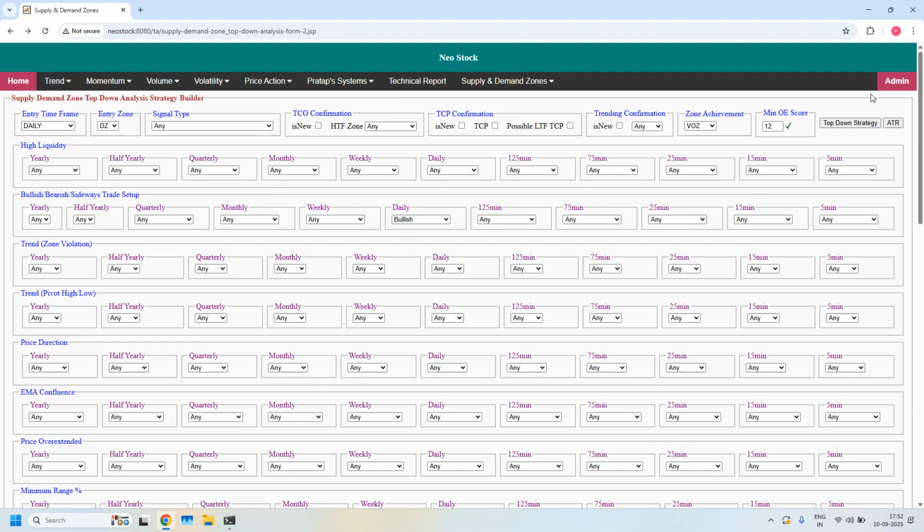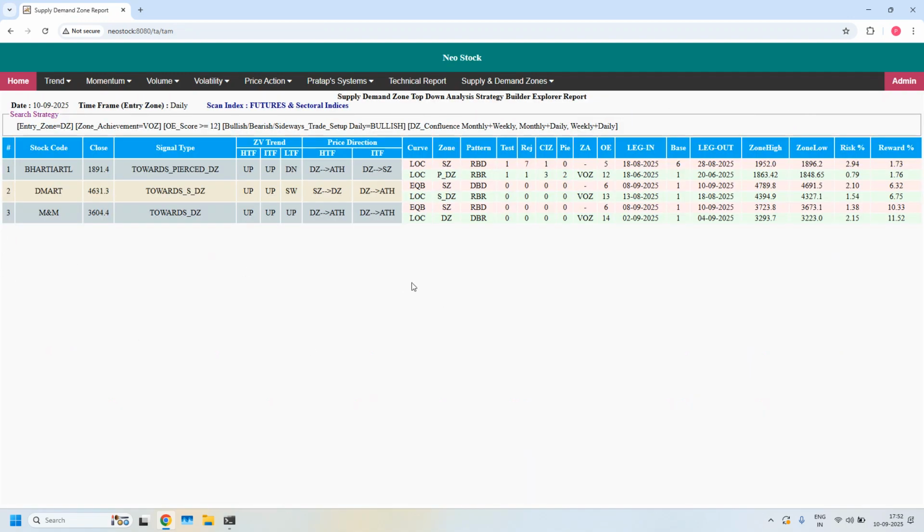With all the 3 filters, we got 3 stocks. In all the 3 stocks, these daily demand zones are overlapped with weekly demand zone, and both together again overlapped with monthly demand zone. First one is a pierced zone. You have to use only the pierced zone strategy for this. Remaining 2. Let's verify the remaining 2.